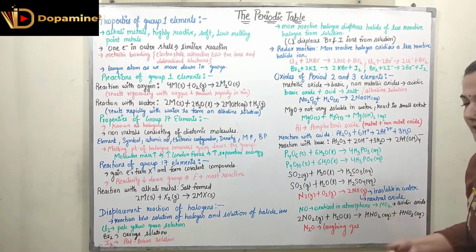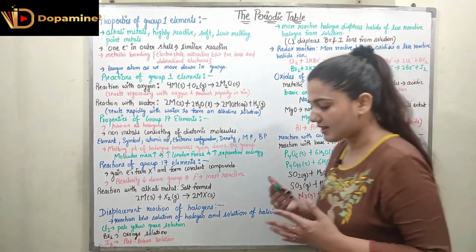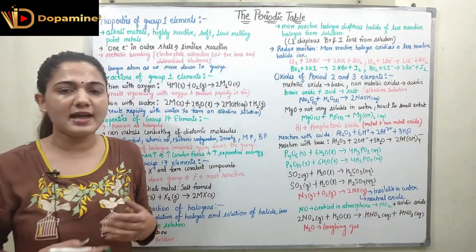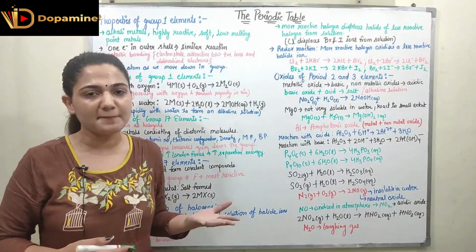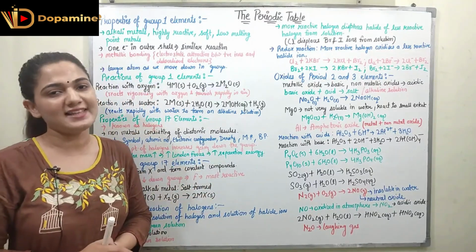Now here another oxide of nitrogen is N2O, which acts as a laughing gas, or it can act as an anesthetic as well. So now I hope you understood all of the things that I have discussed. Thank you so much.